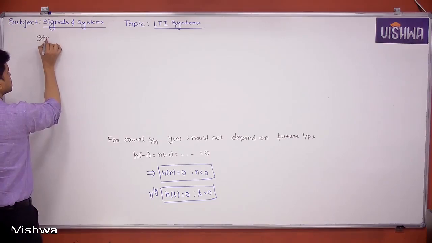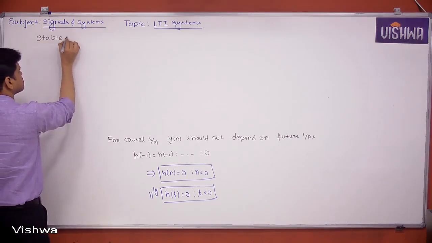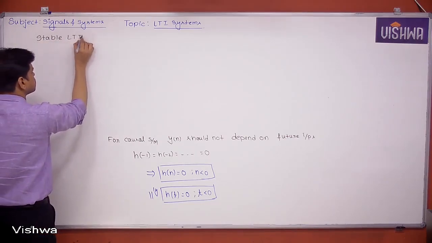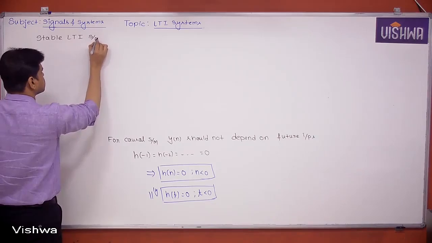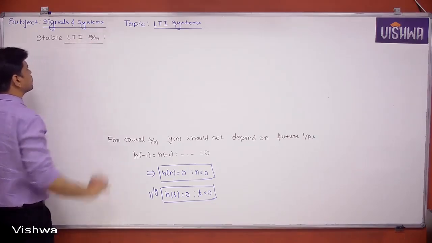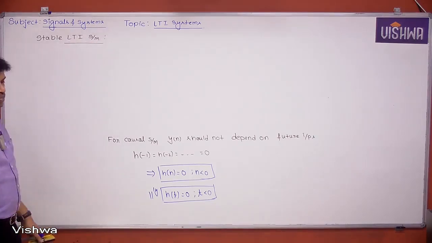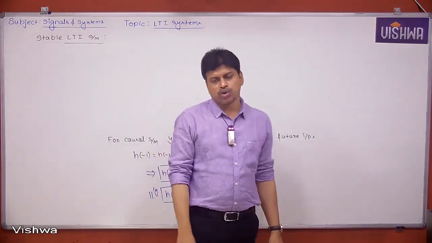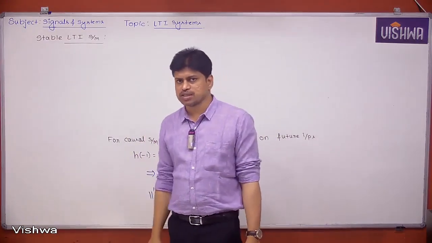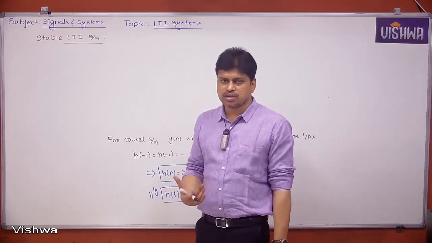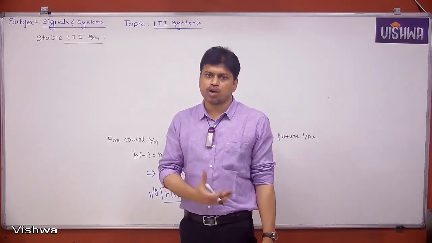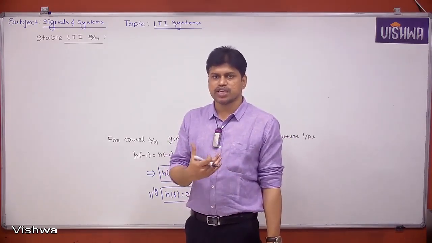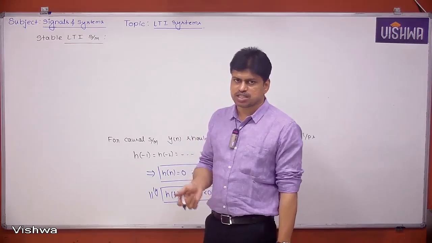Stable LTI system. So we are having the stability, which is nothing but bounded input, bounded output stability. That means if the input x of t is a bounded signal, then the output must be a bounded signal. Then we can say the system is nothing but a stable system.